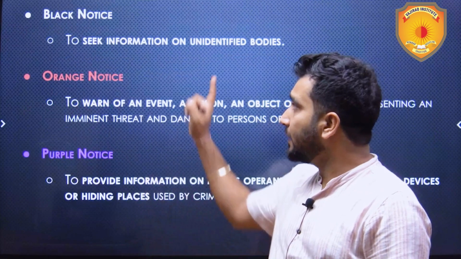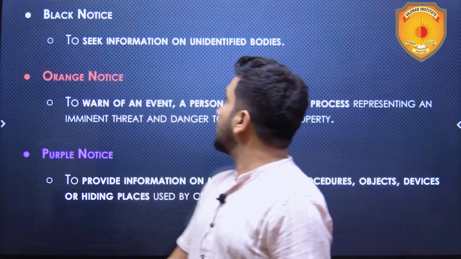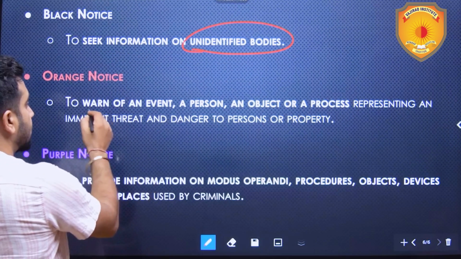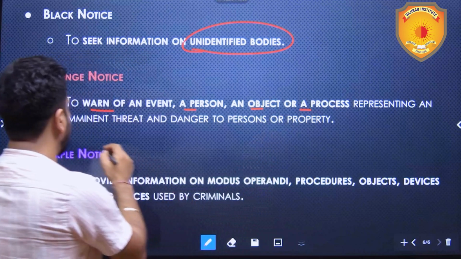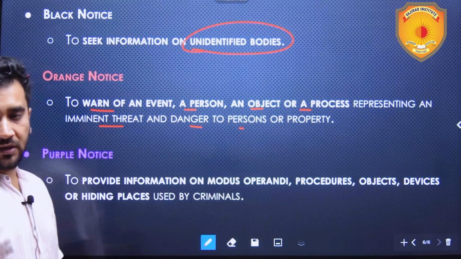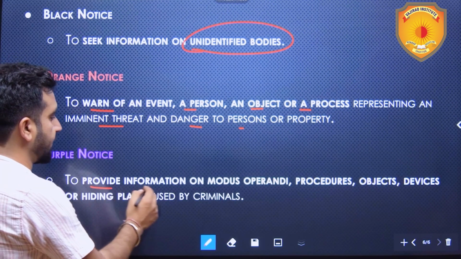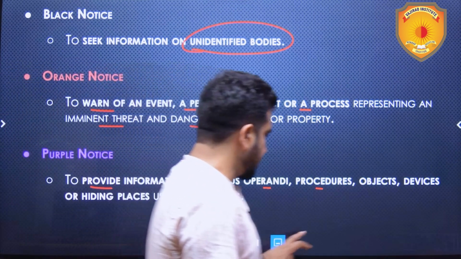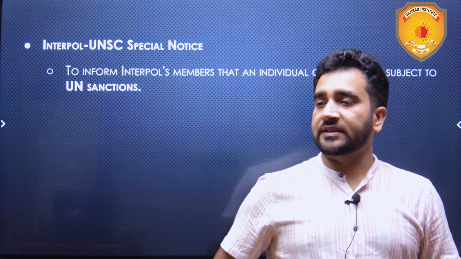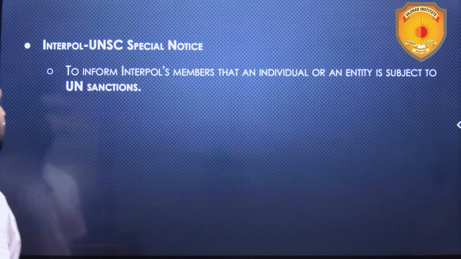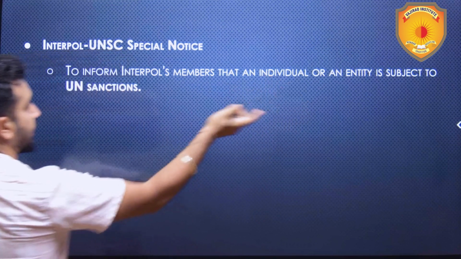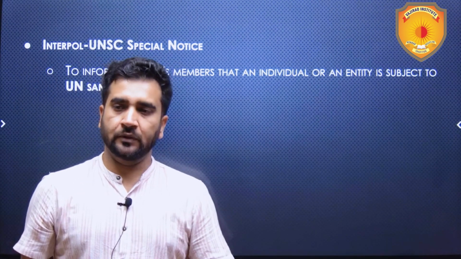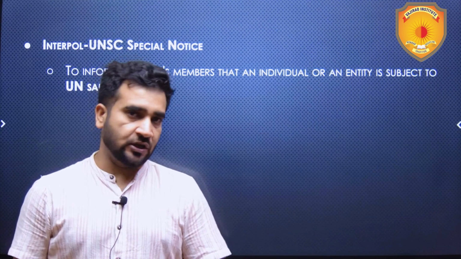Next, black notice. Black notice is basically to seek information on unidentified bodies. Orange notice, to warn of an event, a person, an object or a process representing an imminent threat and danger to persons or property. Then next, purple notice, to provide information on modus operandi, procedures, objects, devices or hiding places used by the criminals. And finally, we have the Interpol UNSC special notice, to inform Interpol's members that an individual or an entity is subject to UN sanctions. So you have to be aware about that person or entity. That is Interpol UNSC special notice.